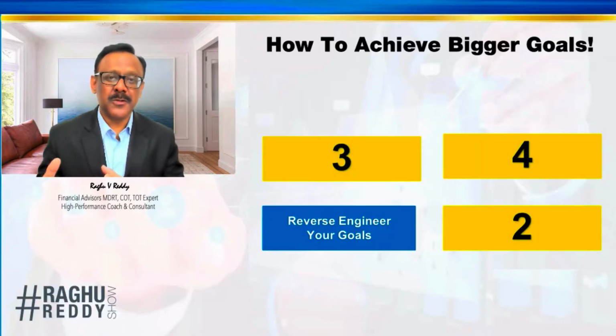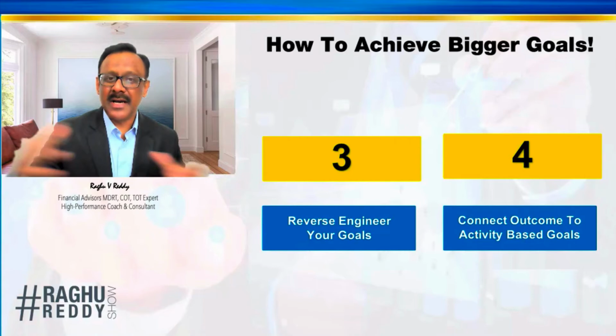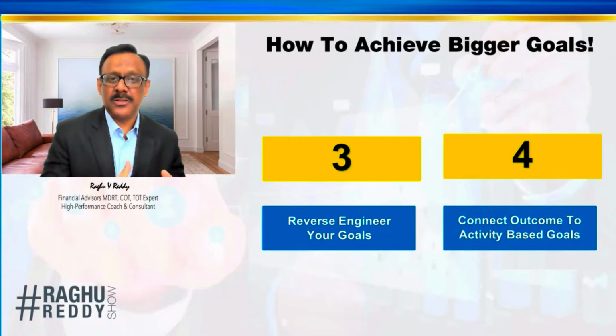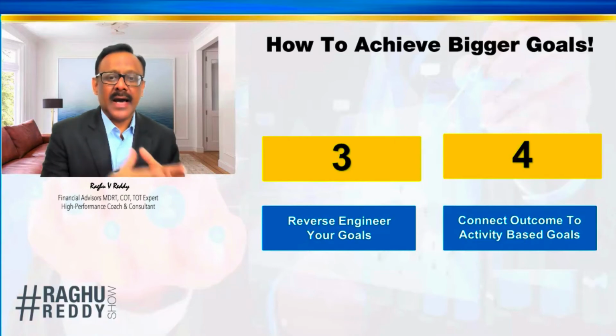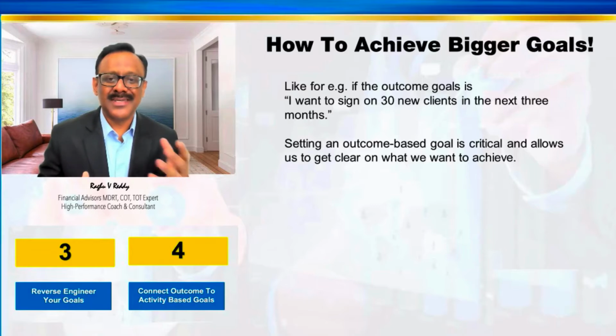So step number 2 is to connect the outcome to activity-based goals. So whatever the outcome that we set, like the bigger goal, what we also need to do is to set an activity-based goal to achieve the bigger goal. Like for example, if our bigger goal was to sign on 120 clients in a year, so what we do is we reverse engineer, like I want to sign on 30 new clients in the next 3 months.